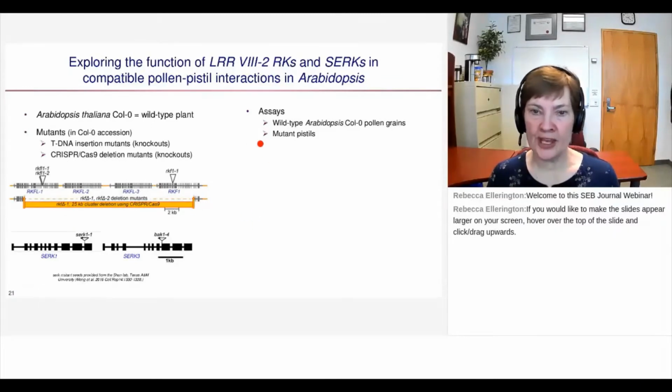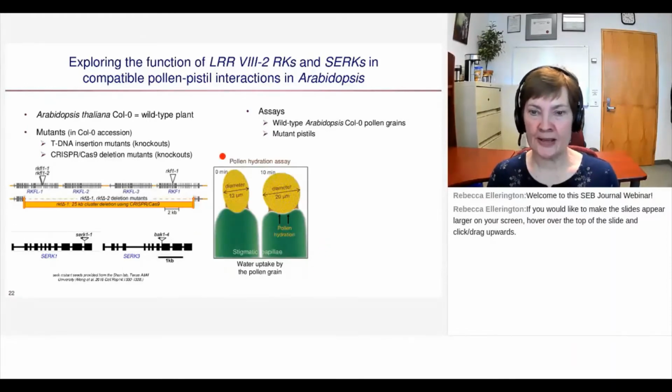For the assays to explore their function, remember we're focused on the pistil side of this equation. We took wild type Columbia pollen grains and then pollinated wild type and mutant pistils to look for phenotypes. The phenotypes I'm going to be telling you about are pollen phenotypes, but remember that the pollen is wild type, so what it really is, is the ability of these mutant pistils to support or not support these wild type pollen grains.